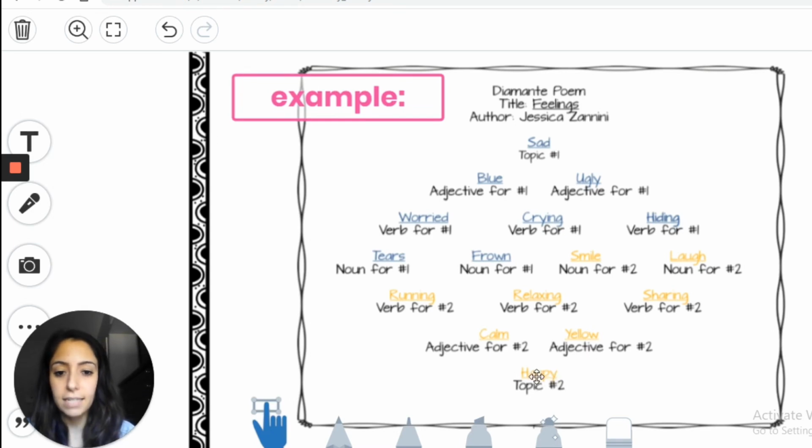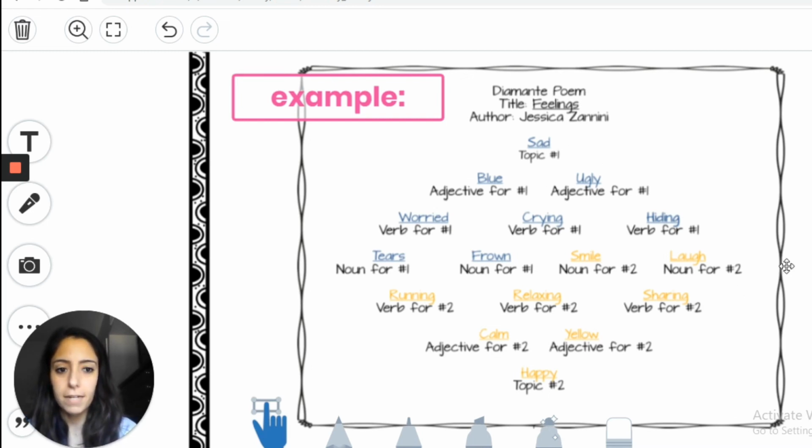And then the very last line, line number 7, is your opposite topic from your first topic. So the opposite of sad was happy. When I write these poems, I like to pick my topics, both of them at the same time, and write them on the top and the bottom, and then go back to the 2nd line and fill everything else in. So we'll talk more about that on the next page. But since I really broke it down for you, now let's go back and actually read it like a poem and see how it flows.